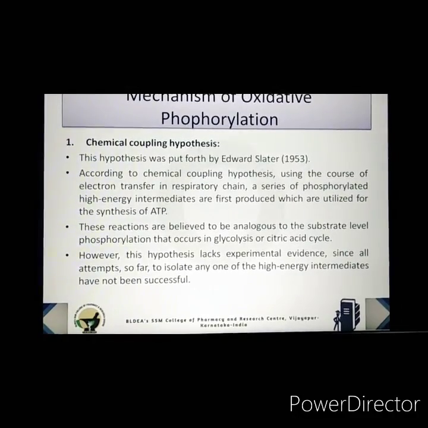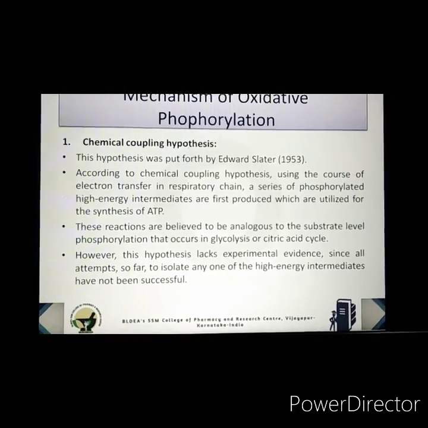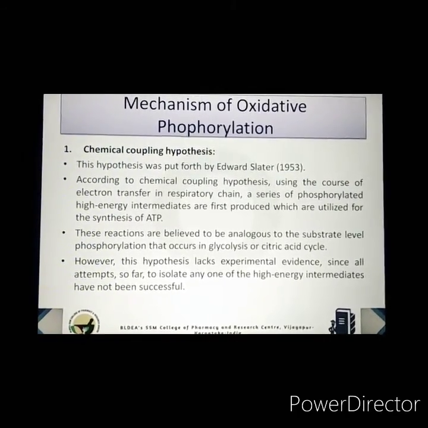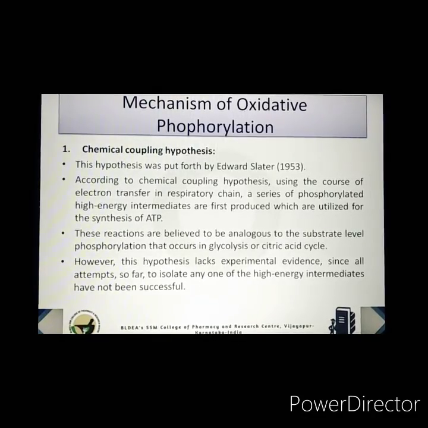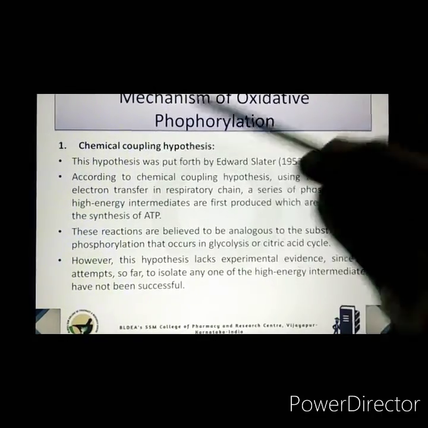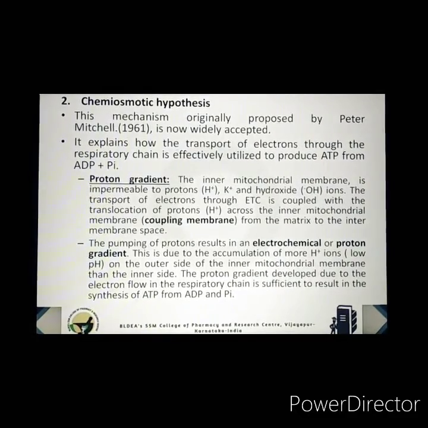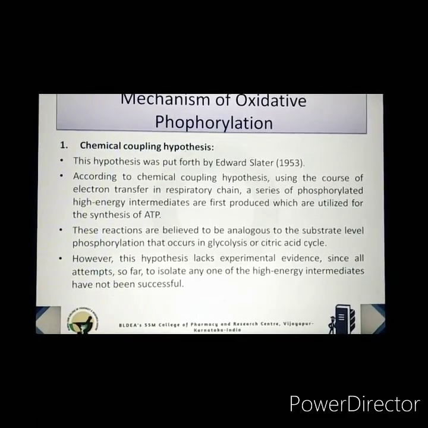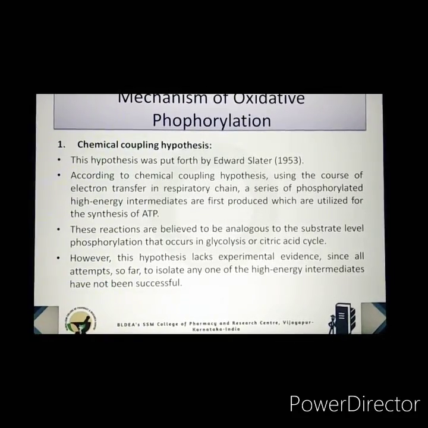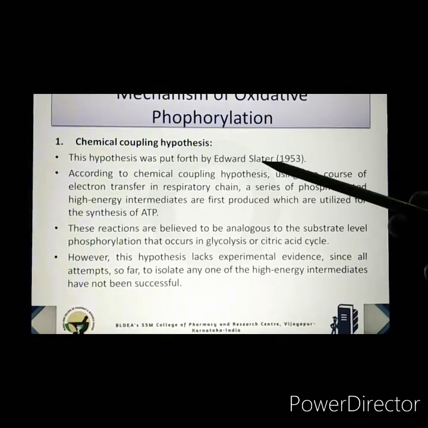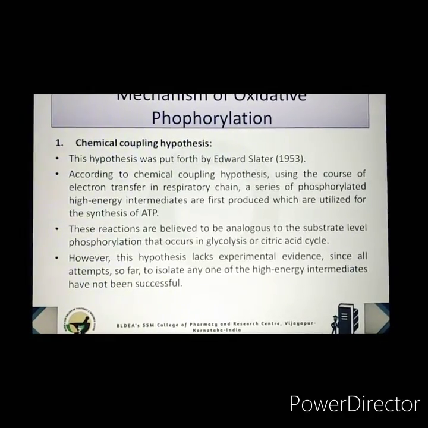Coming to the mechanism of oxidative phosphorylation, different hypotheses have been proposed. One is the chemical coupling hypothesis and the second one is the chemiosmotic hypothesis. So what are these different hypotheses? The chemical coupling hypothesis was proposed by Edward Slater in the year 1953.